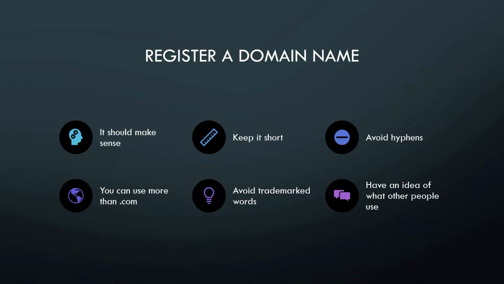You can use more than .com. A lot of people will choose .com, but nowadays there are a lot more options for other alternatives that you can use, and sometimes there are alternatives that will make more sense based off of the type of content your website actually has. You want to avoid using trademarked words that other established companies are using, so that way you don't encounter any sort of problems with those companies. And you want to have an idea of what other people are using, so that way you, again, aren't using trademarked words, but then you're also seeing what common trends are.